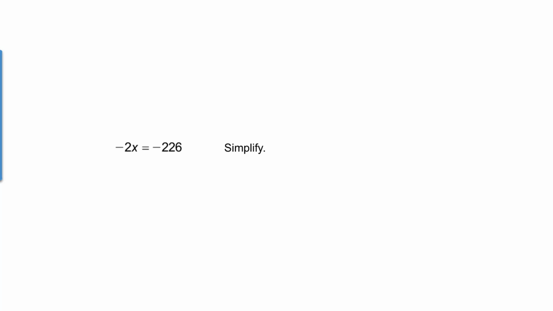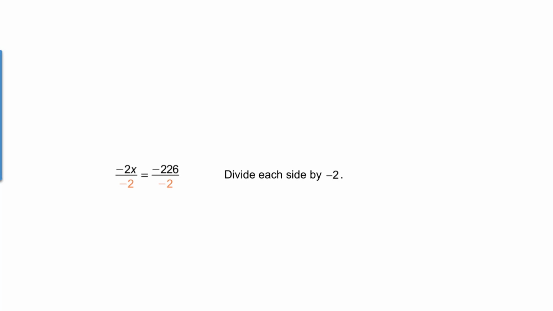Since we need to isolate x, and right now we have x times negative 2, we'll use the inverse of multiplying by negative 2. That's to divide by negative 2. And what we do to one side of the equation we'll also do to the other. So we'll divide each side by negative 2.